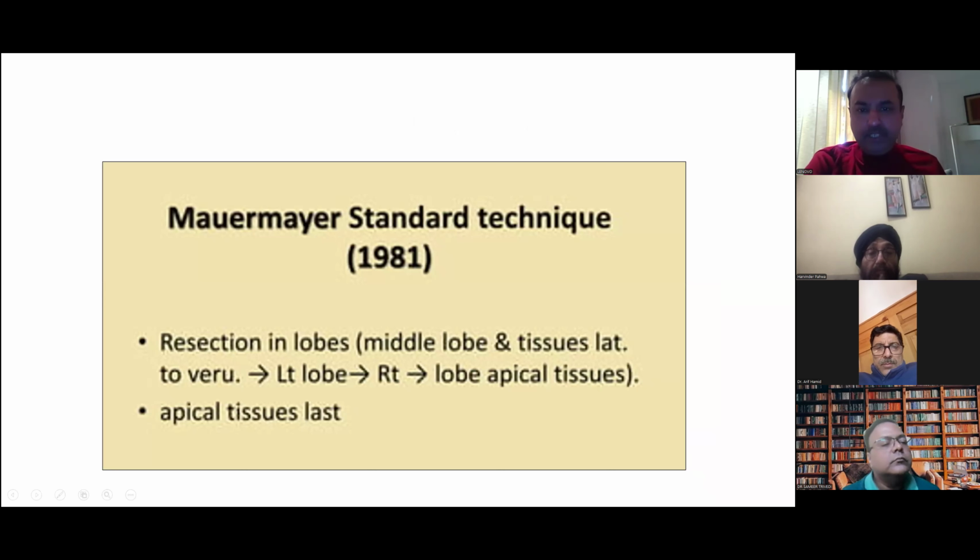Coming to the second most commonly performed technique in India is Mormyer's standard technique, introduced in 1981. This involves a resection of the middle lobe first, or the tissues lateral to the middle lobe, creating a space for the fluid to go in and out. And then you start the left or the right lobe, and then in the last, again, the apical tissue has to be in the last.